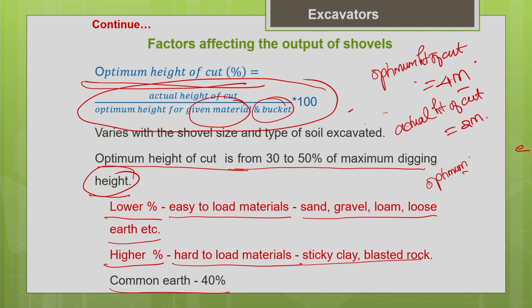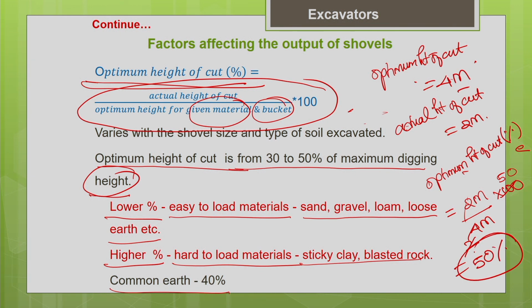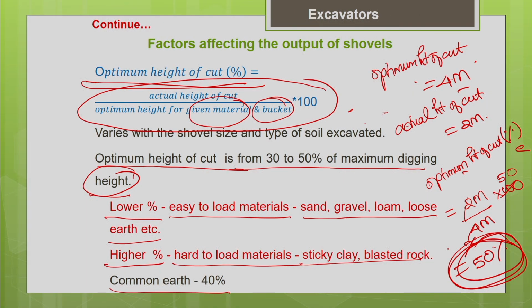Optimum height of cut percentage is equal to 2 meter divided by 4 meter, into 100. So, this is going to give me 50%. So, the optimum height of cut is only 50%. That means your productivity is going to be affected because the actual height of cut is less than the optimum height of cut. This correction I have to do for the productivity estimation. I will tell you later how to do the productivity estimation in the upcoming slides.